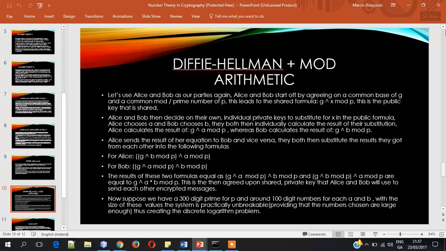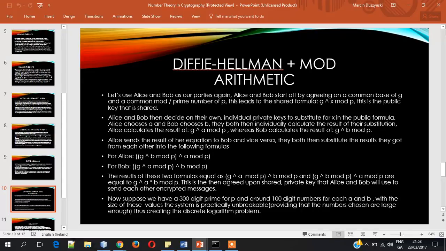So let's use Alice and Bob as our parties again. Alice and Bob start off by agreeing on the common base G and the common mod, or the prime number P, which leads to the shared formula of G to the power of X modulo P, and this is the public key that is shared. Alice and Bob then decide on their own individual private keys to substitute in for X in the public formula. Alice chooses A and Bob chooses B.